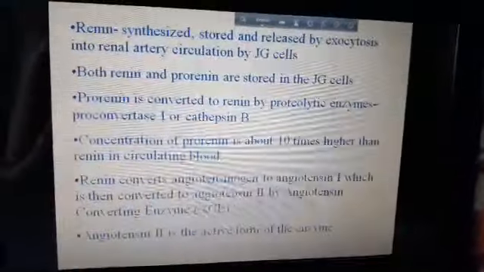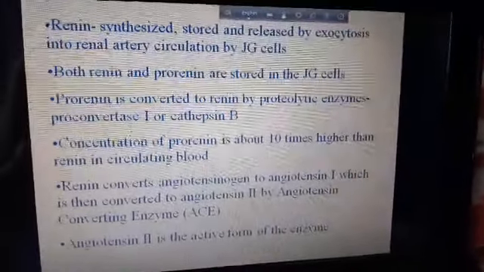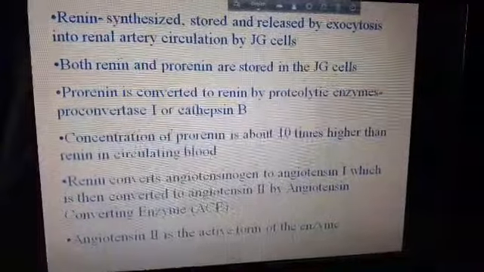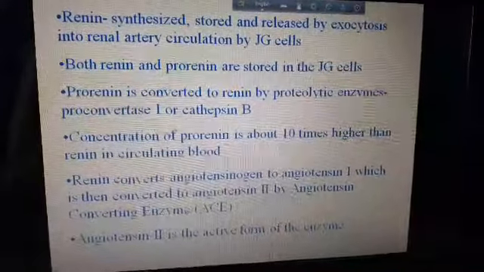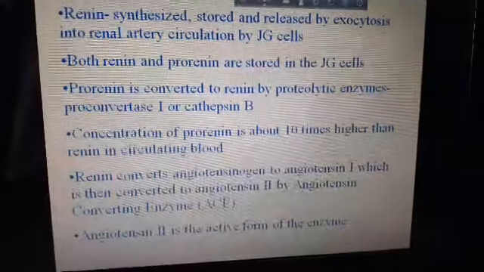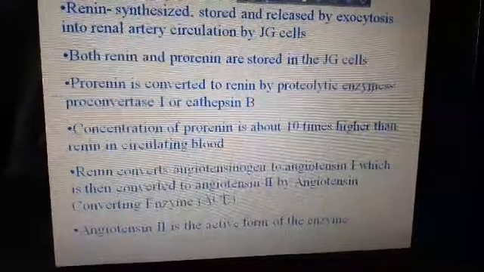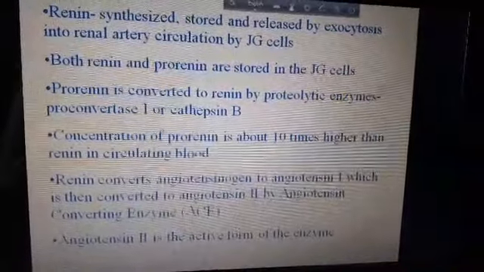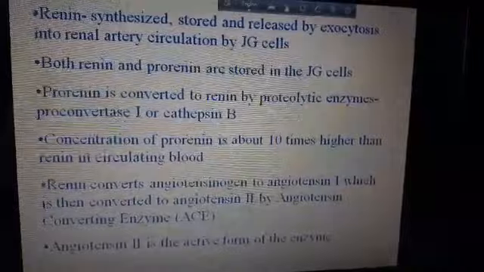So what is the basic function of the renin angiotensin aldosterone system? Renin is synthesized, stored and released by exocytosis into the renal artery circulation by the juxtaglomerular cell. Both renin and prorenin are stored in the juxtaglomerular cell. Prorenin is the precursor molecule, and it is converted into renin by the enzyme proconvertase 1 or cathepsin B. The concentration of prorenin is about 10 times higher than renin in circulating blood, and prorenin and renin both act on the prorenin receptor.